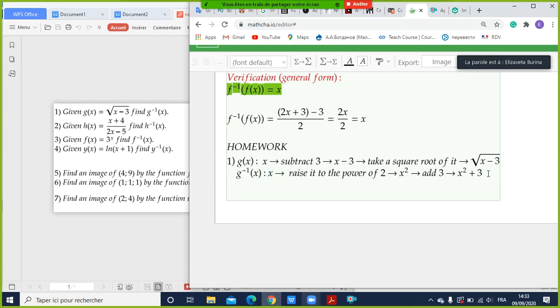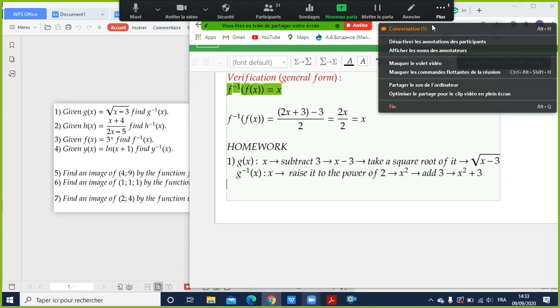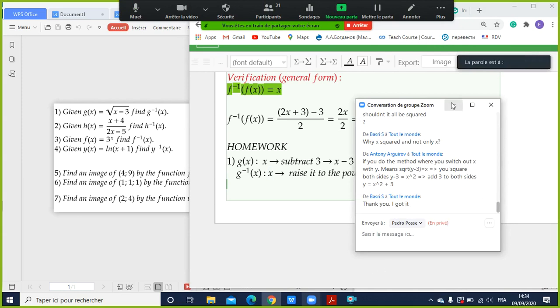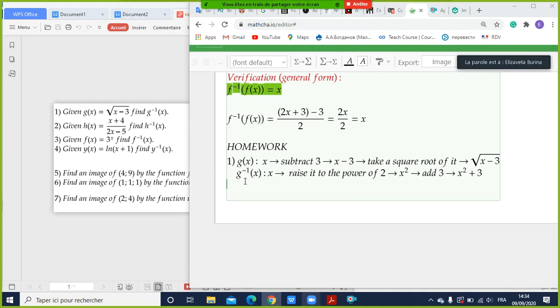So let's just do the verification, okay? If you're not convinced, we can always take a numerical example. Actually, taking a numerical example here can be fun. So verification. Let's take 4. The image of 4 by g is what? It is the square root of 4 minus 3. This is 1.